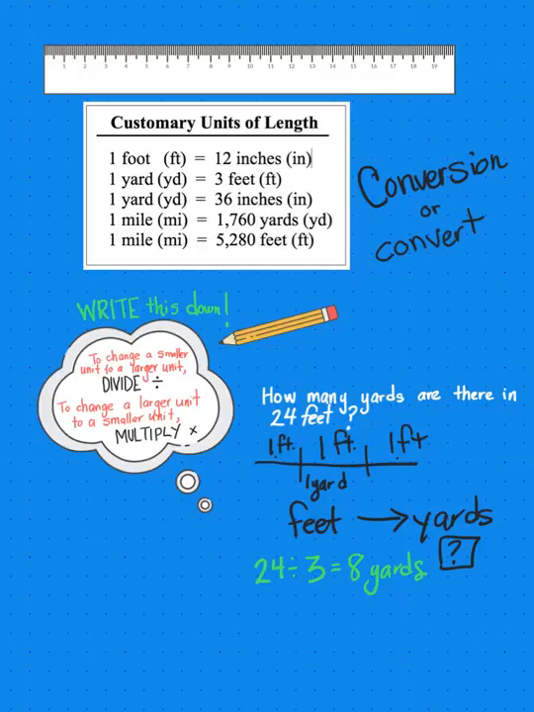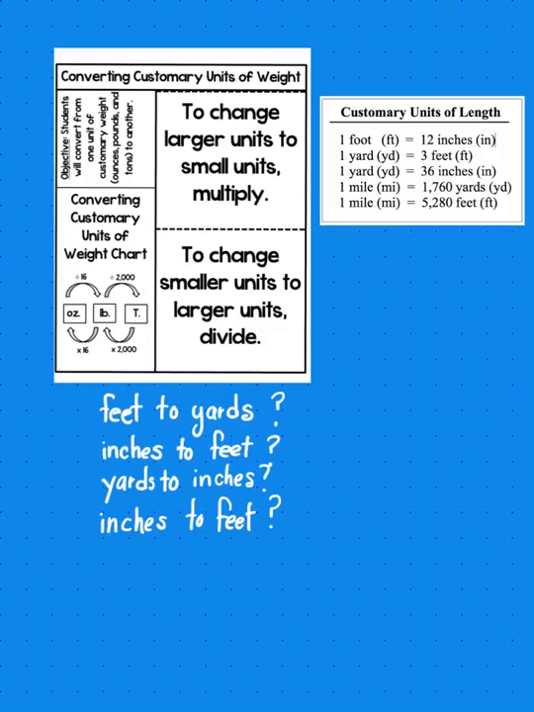You think, okay, does that make sense? 24 feet divided by 3 feet, because that is how much 1 yard equals, then we get yards. So really important, hopefully you wrote this down and were paying attention. I would put this in my notebook. To change from larger units to smaller units, multiply. To change from smaller units to larger units, divide.